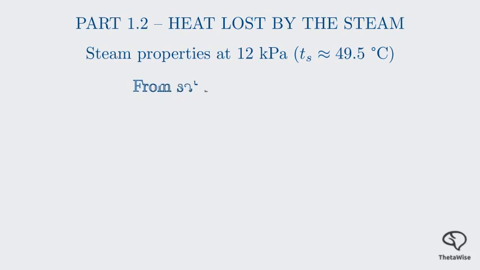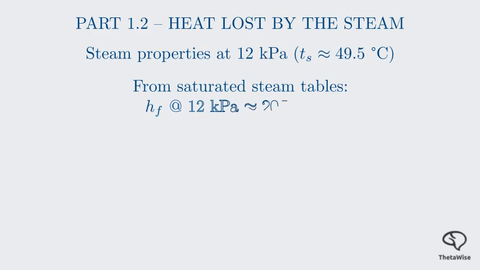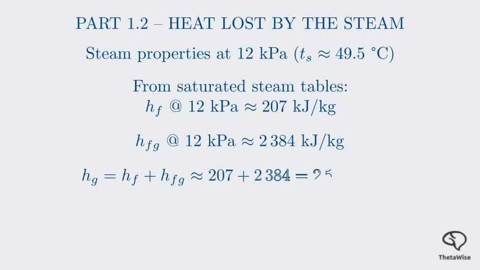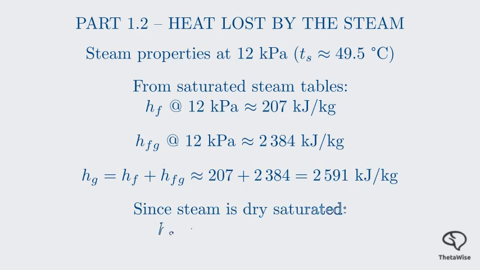From saturated steam tables at 12 kPa, the specific enthalpy of saturated liquid, or h_f, is about 207 kilojoules per kilogram. And the specific enthalpy of vaporization, h_fg, is approximately 2,384 kilojoules per kilogram. The total enthalpy of saturated vapor, h_g, is the sum of h_f and h_fg, which gives us about 2591 kilojoules per kilogram. Since the question states the steam is dry saturated, its specific enthalpy is equal to h_g. So the specific enthalpy of the incoming steam, h_s, is 2591 kilojoules per kilogram.